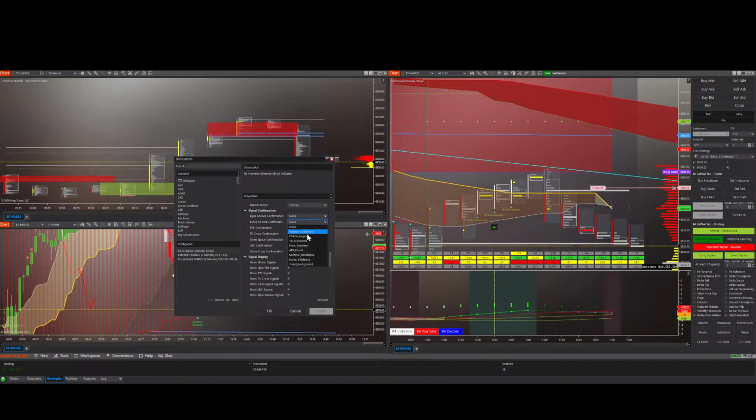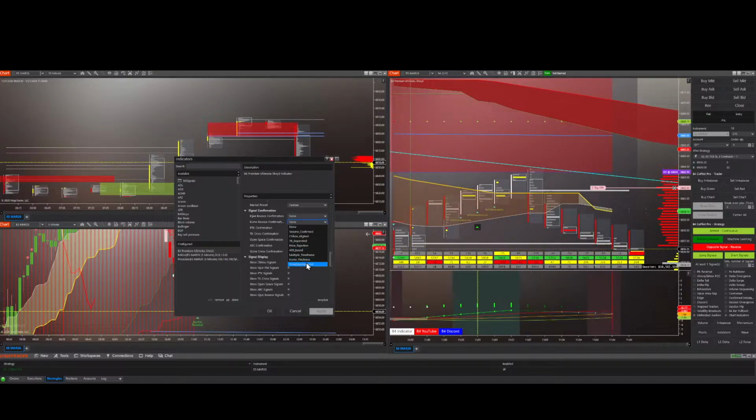Maybe I want it volume confirmed. Maybe I want it ATR based, multi-time frame. Maybe I want a price reaction or rejection, or maybe it has to be aligned with the Kumo or Chikou or Kumo thickness or the trend background direction. Let's just go volume confirmed.